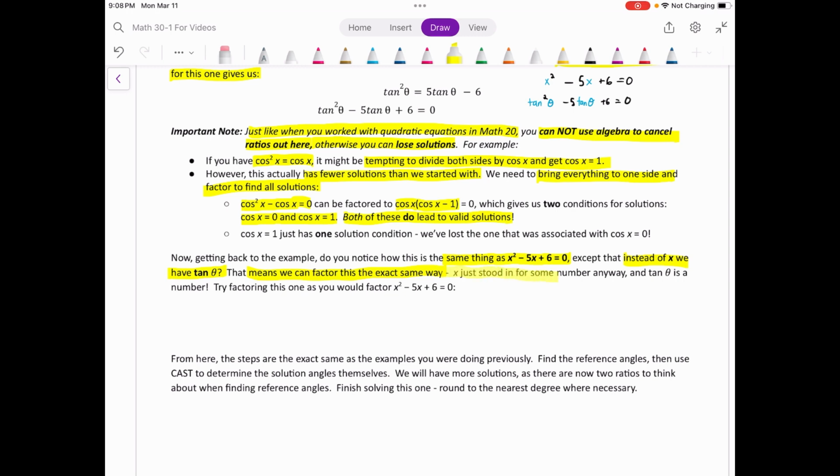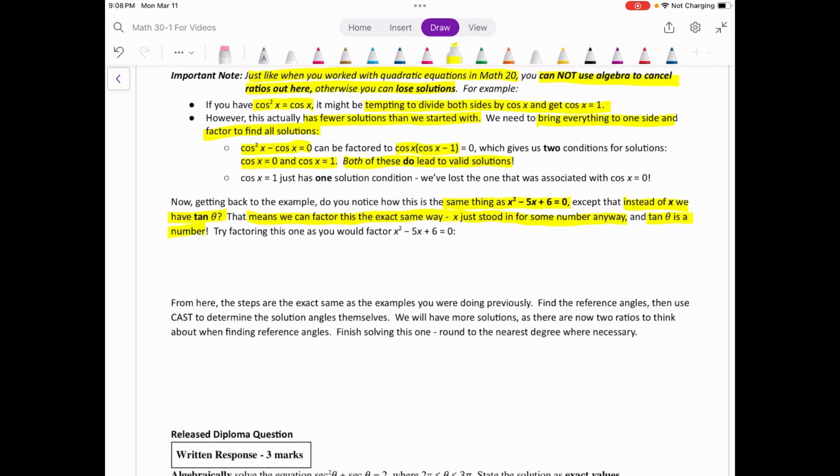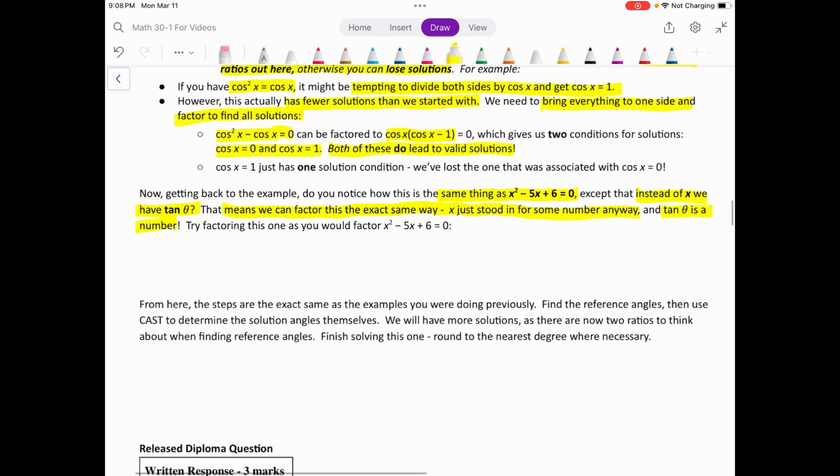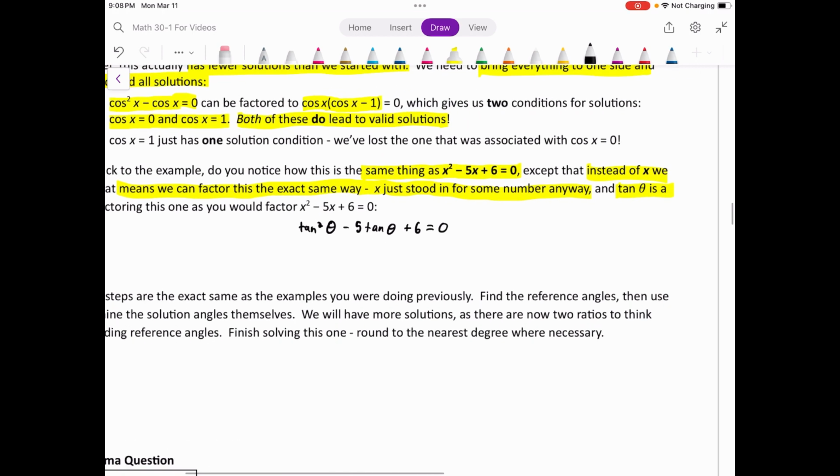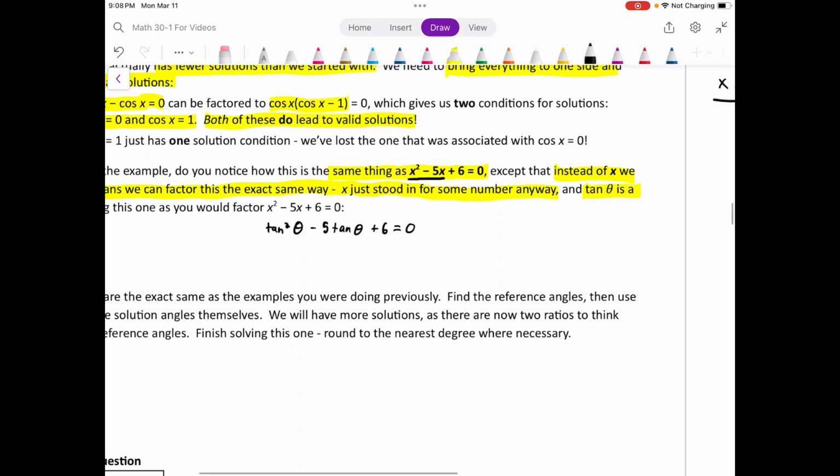After all, x just stood in for some number, right? X was some unknown number. Tan theta is also a number. It's a ratio, right? Maybe it's 1 over root 2, or maybe it's root 3 over 2. Who knows? But we'll figure that out as we go later, okay? But it is just a number. So let's factor this the same way we would factor x squared minus 5x plus 6. So here we go. If I've got tan squared theta minus 5 tan theta plus 6 equals 0, right? Again, sometimes students like to, just to help them in their brain a little bit at first, replace the tan with an x and see if they can think about it.